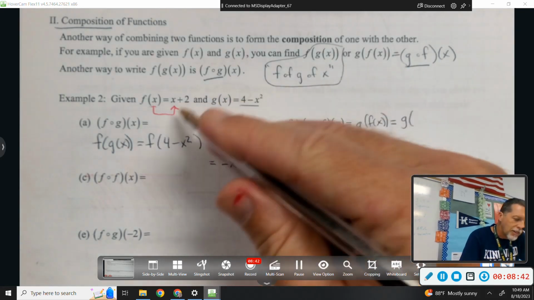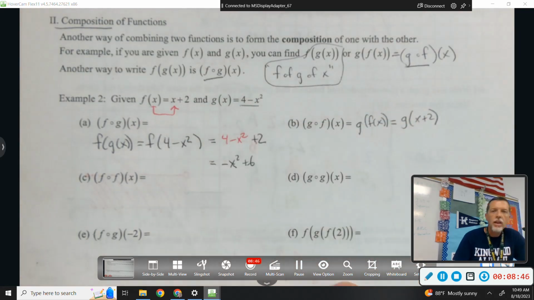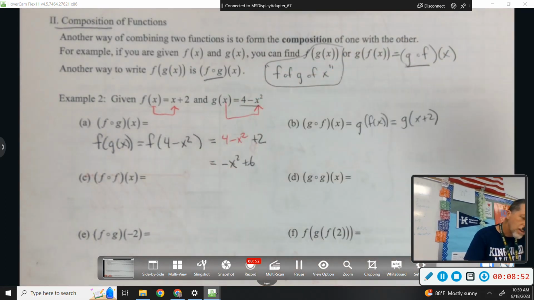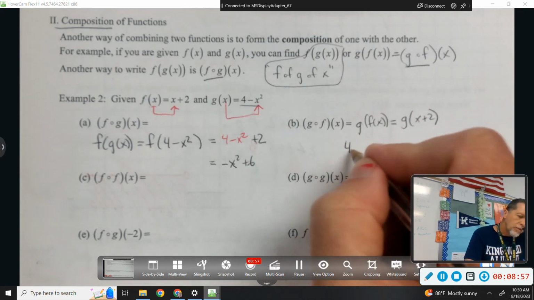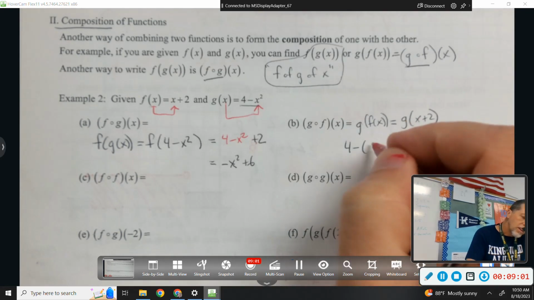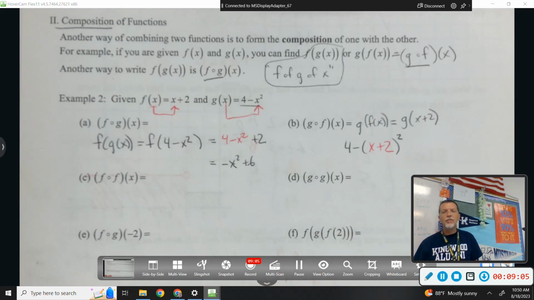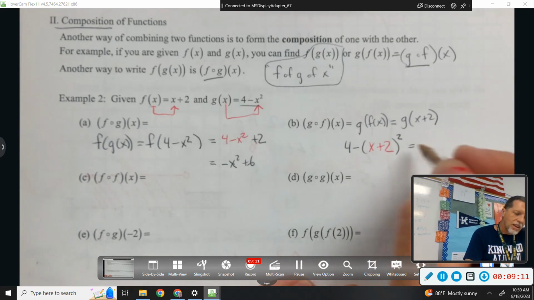So f is x plus 2. That means x plus 2 is now the input to the G equation. So 4 minus input squared. That's going to be a little bit more work because I'll have to FOIL and combine like terms and all that. But same process. Fill in the inside first.